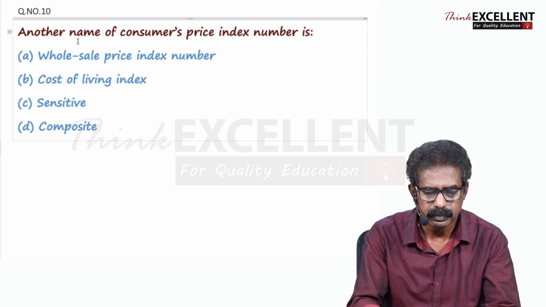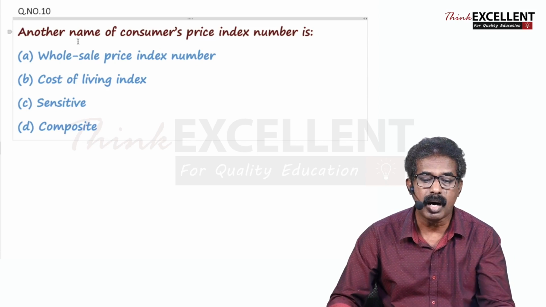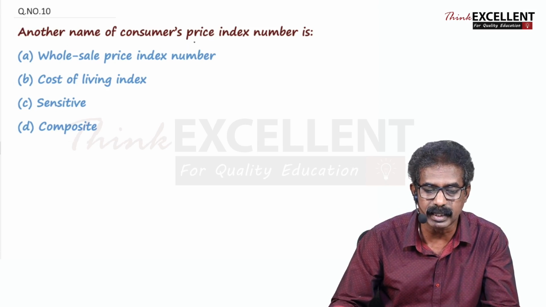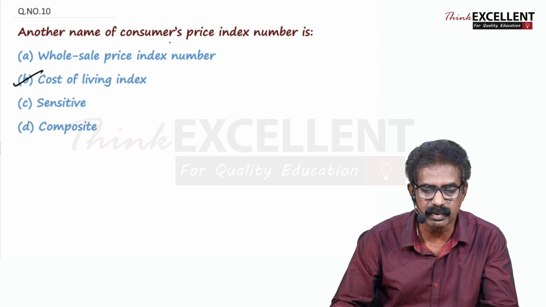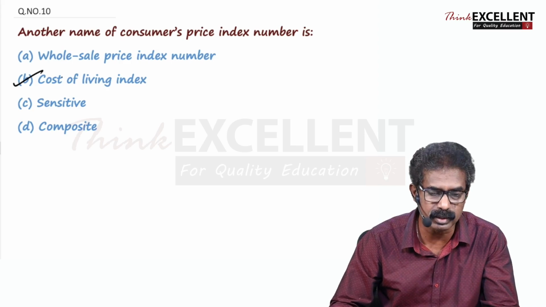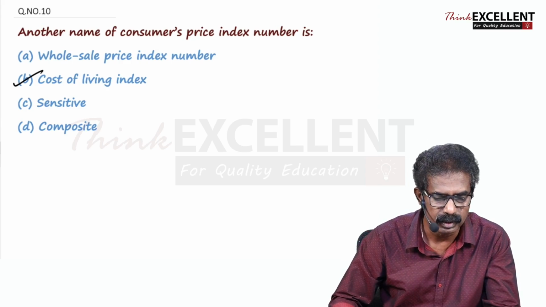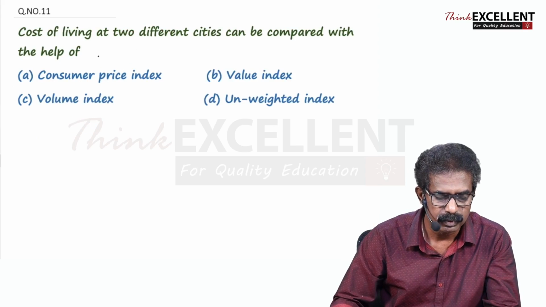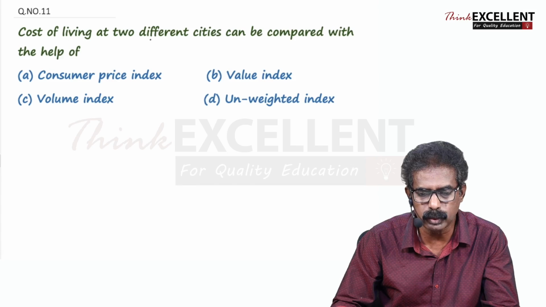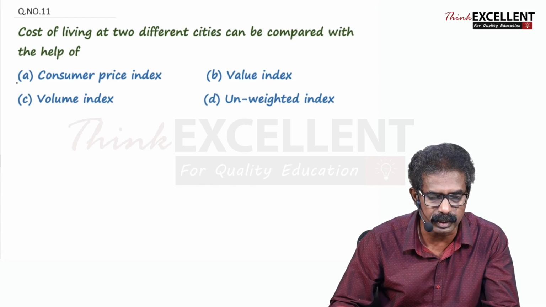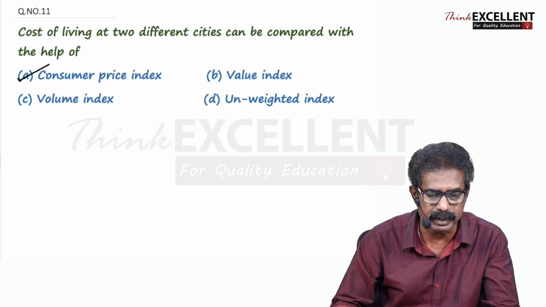Question number 10. Another name of consumer price index is cost of living index, right? Question number 11. The cost of living in two different cities can be compared with the help of consumer price index, value index, volume index, unweighted index. So the correct answer is consumer price index.